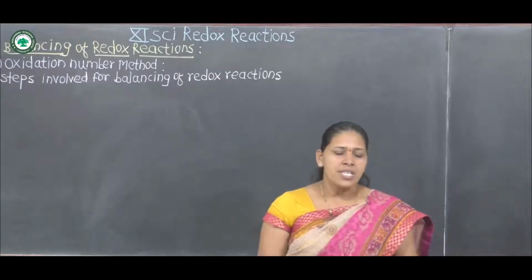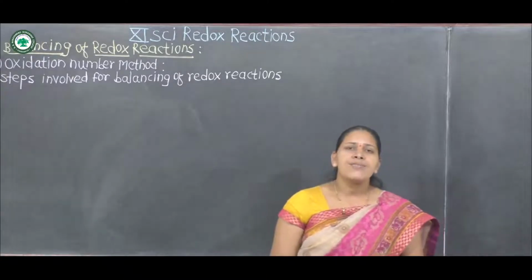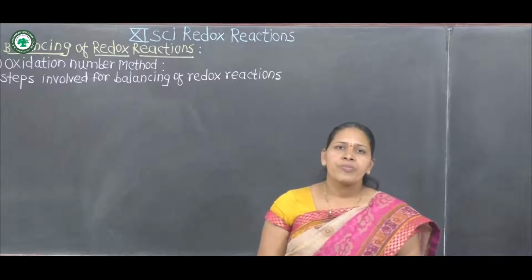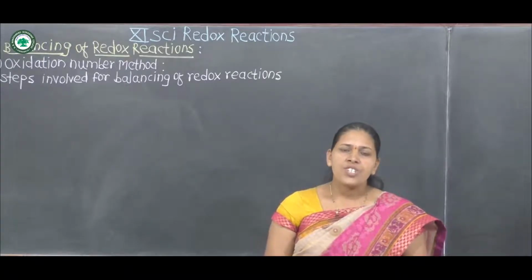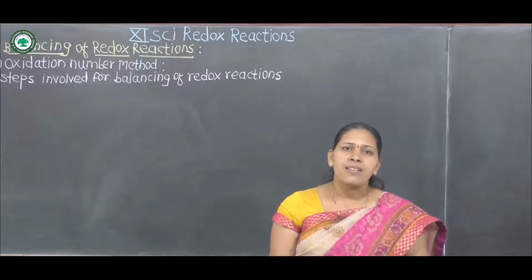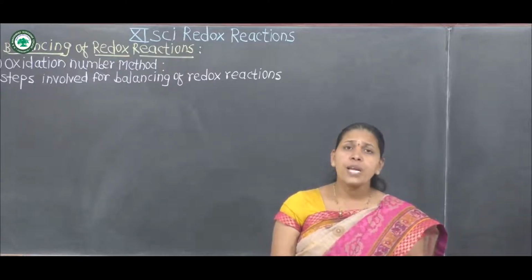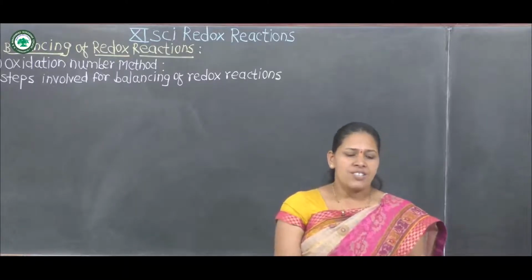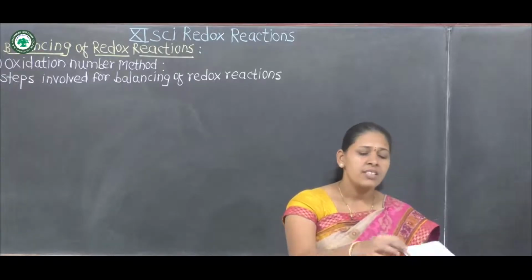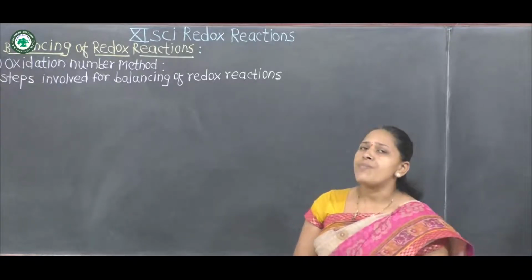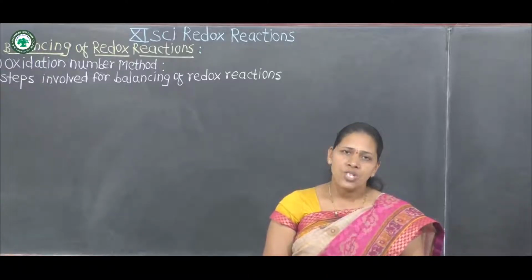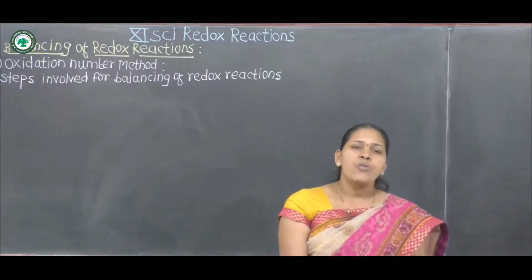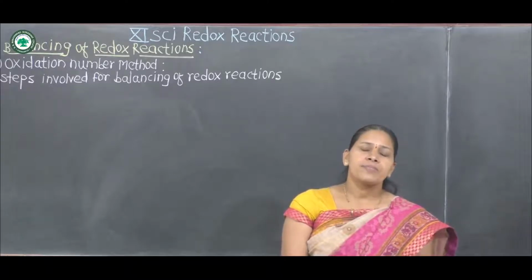And the last step is to check the balanced equation with respect to all atoms and charges. Our equation will be balanced with respect to atoms and charges. By using these steps, we can balance any redox reaction by the oxidation number method. Then we are going to start the first example.